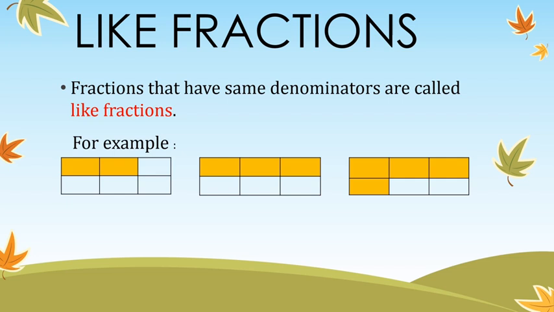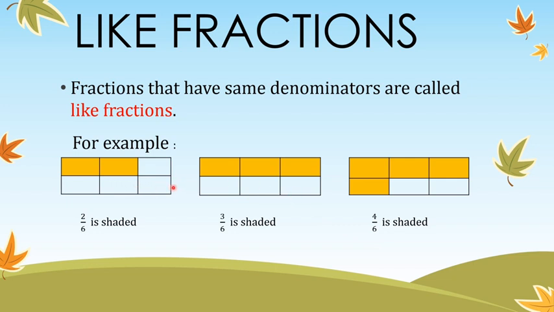So what fraction representation do we have for them? The first one says that 2 out of 6 is shaded. In the second figure, 3 out of 6 is shaded, whereas in the last figure, 4 parts are shaded out of 6. Here all the fractions are showing you the same denominator. Why? The figures are divided in the same number of parts.